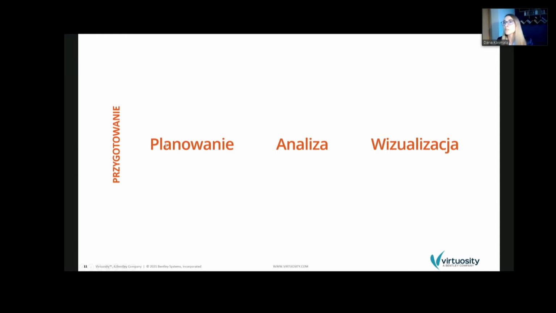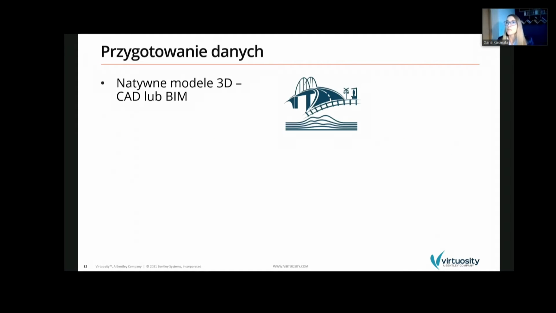And this preparation phase is of key importance for what we will be able to analyze and how we can work with our schedule with the 4D model or 5D model. What we have is geometrical data. These can be native models, 3D models, or CAD models, BIM models. We may also be using IFC models.